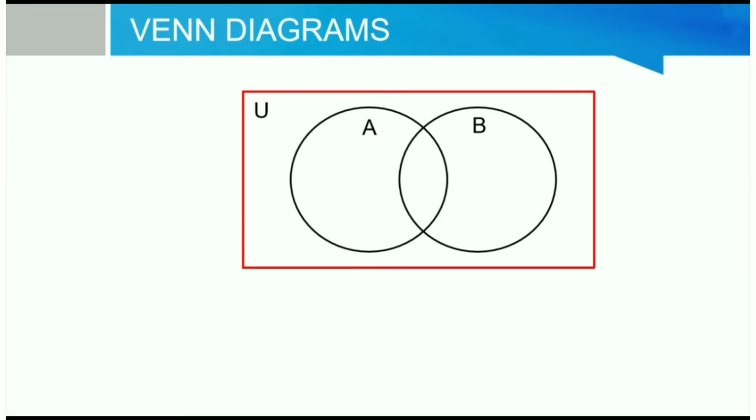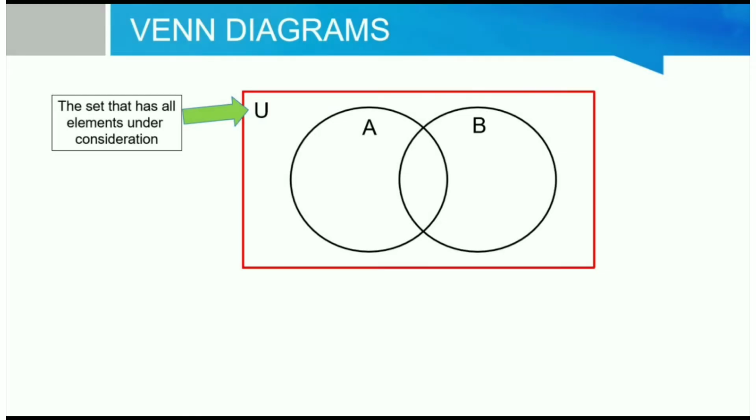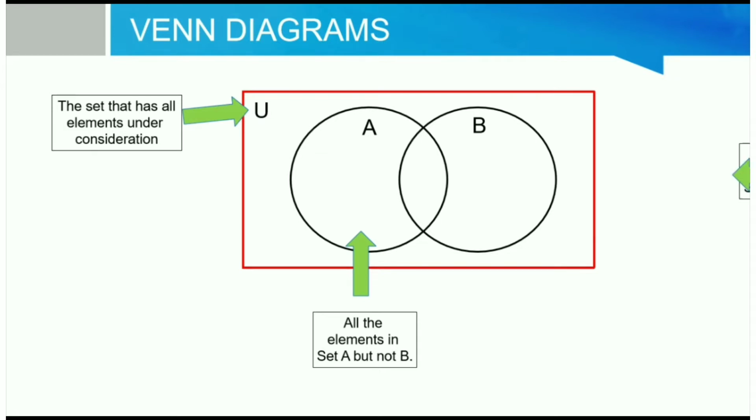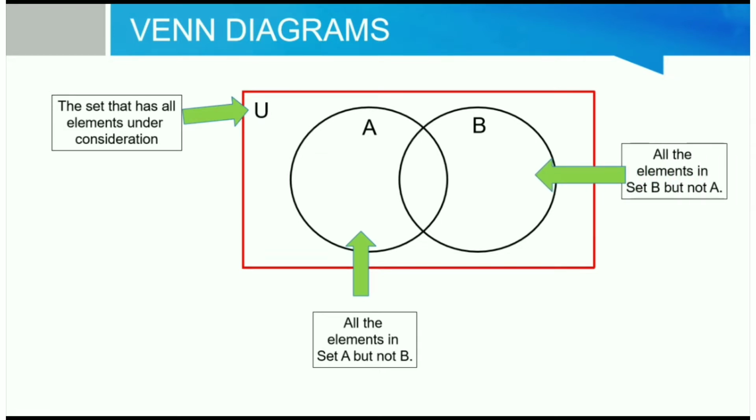And then, yung labas na region sa circle ay tatawagin natin na U or tinatawag natin na universal set. Okay, so ito yung universal set na yung set that has all the elements under consideration. Ibig sabihin lahat ng elements na pinag-uusapan or dinidiscuss sa isang situation is nakapaloob siya lahat sa universal set. Okay, so yung set A natin, all the elements in set A but not B. Okay, so yung B naman natin, all the elements in set B but not A.